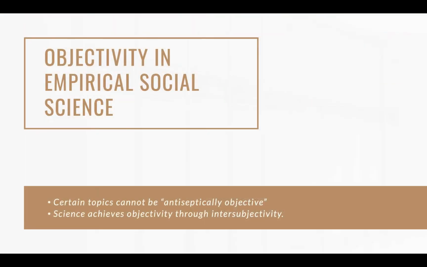I do want to make a point here to demonstrate that there's been a lot of discussion about whether or not social science is objective. And many social scientists, we argue that yes, it can be objective if you meet certain criteria. We know that a bunch of different topics aren't antiseptically objective. Some things are more political than others. Some things are more emotional than others. So they're not objective in that sense. But the way we achieve objectivity is through what we call intersubjectivity.